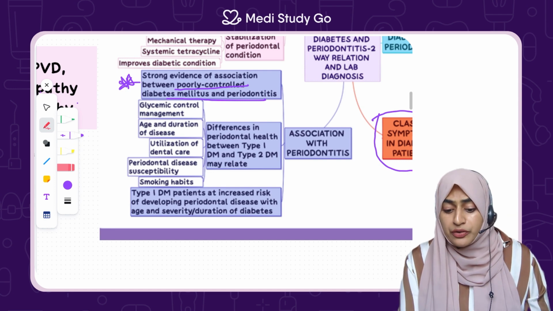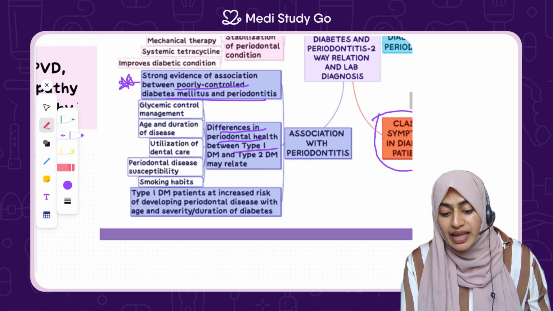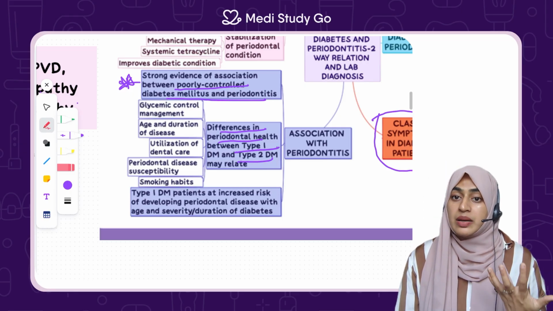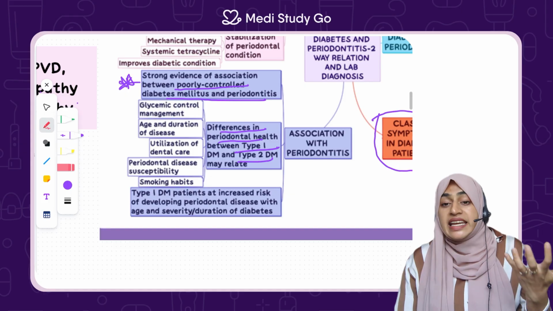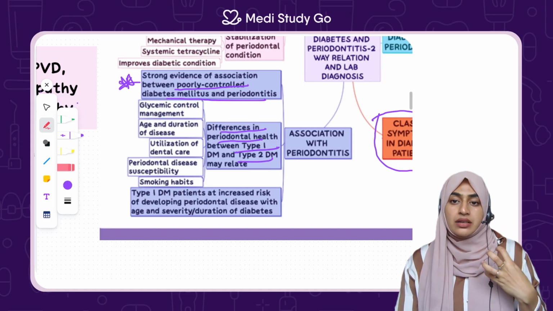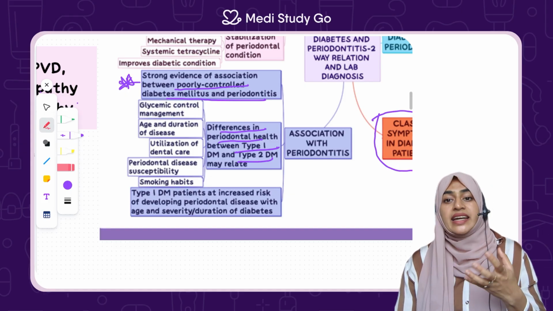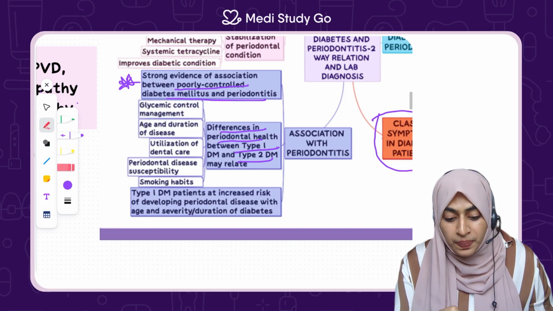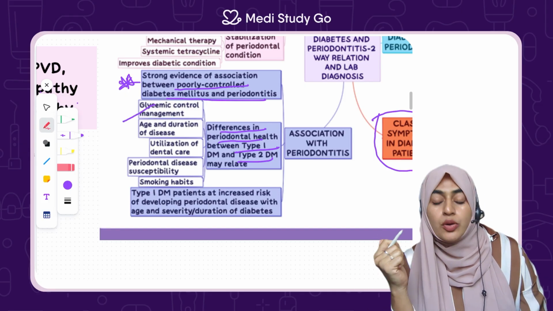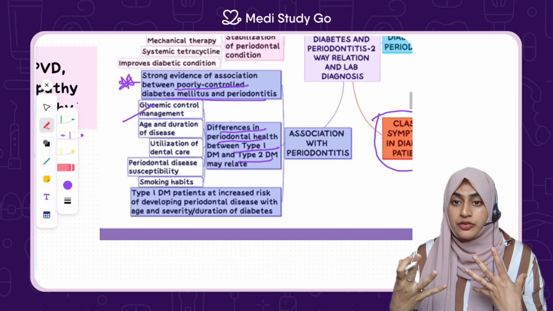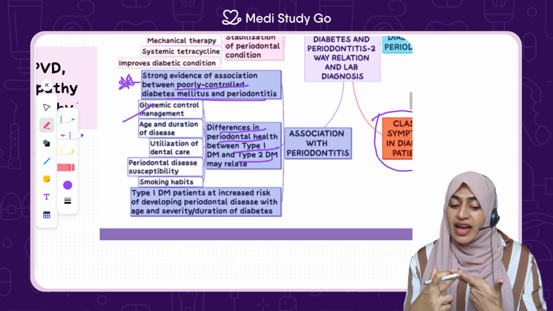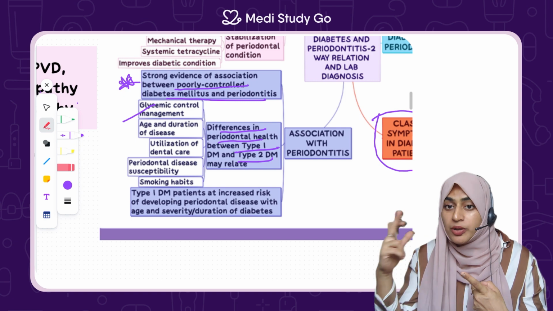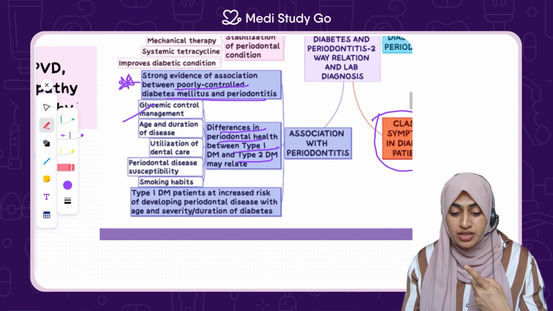Okay, now differences in periodontal health between type 1 and type 2 diabetes mellitus. Type 1 is inbuilt because of insulin incapability, or it's an inbuilt genetic condition, and type 2 is because of excess glucose intake. So in type 1 versus type 2, what difference can you make? You can have glycemic control management. If you control that, automatically your periodontitis is controlled.